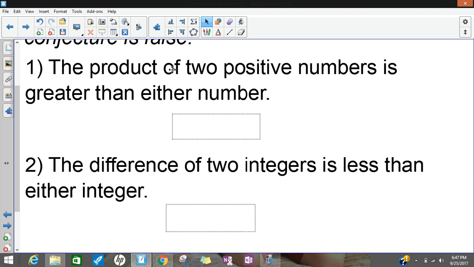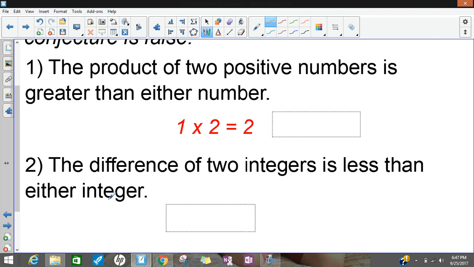So this conjecture says that the product of two positive numbers is greater than either number. So product means to multiply, and so if I multiply two numbers, 1 and 2, two positive numbers, my product is 2, and 2 is definitely bigger than 1, but it's not bigger than the original 2. So there's a counterexample.